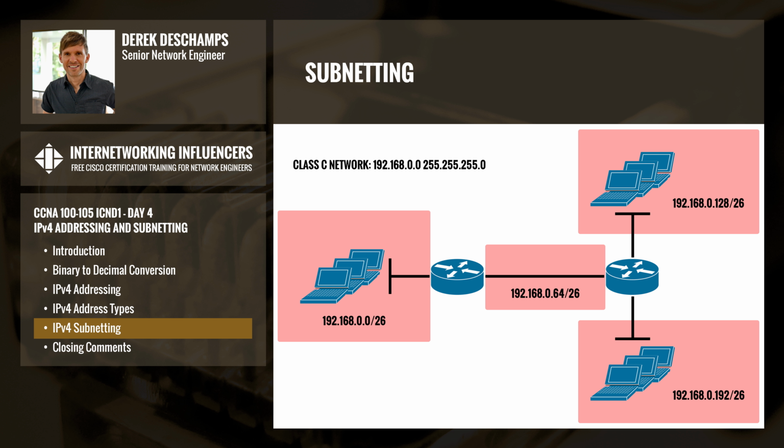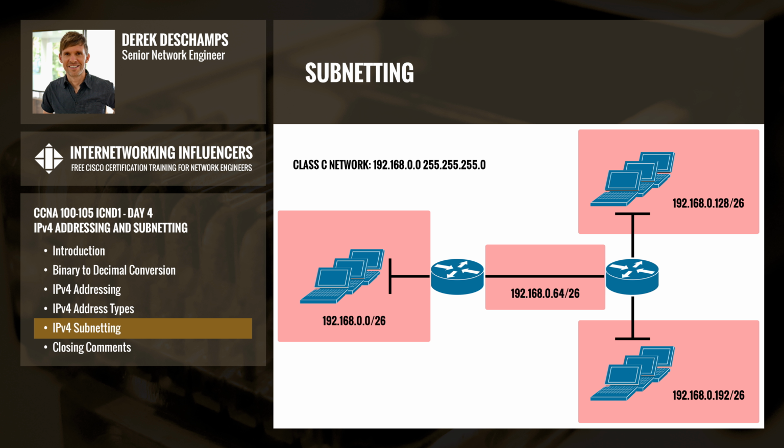Our original Class C network has now been divided into four equal-sized subnets: 192.168.0.0/26, 192.168.0.64/26, 192.168.0.128/26, and 192.168.0.192/26, each containing a total of 62 IP addresses that can be used for hosts.